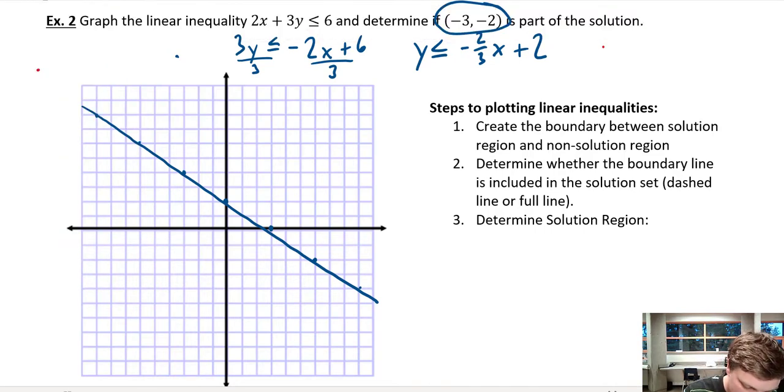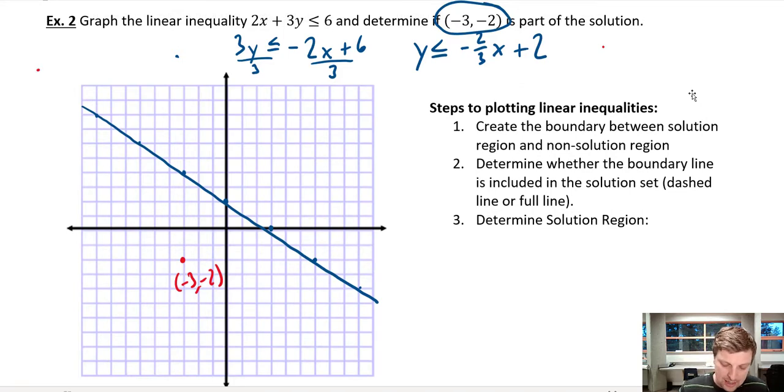Okay, so -3, -2 is 1, 2, 3, and then down 2. So there's my point, -3, -2. And they're asking, is that part of the solution? Well, all I would need to do is substitute that back into my original inequality, and if it holds true, then I guess it's a part of the solution set.